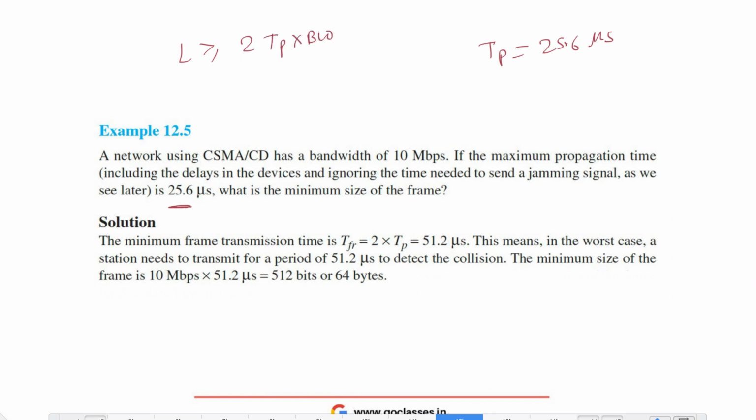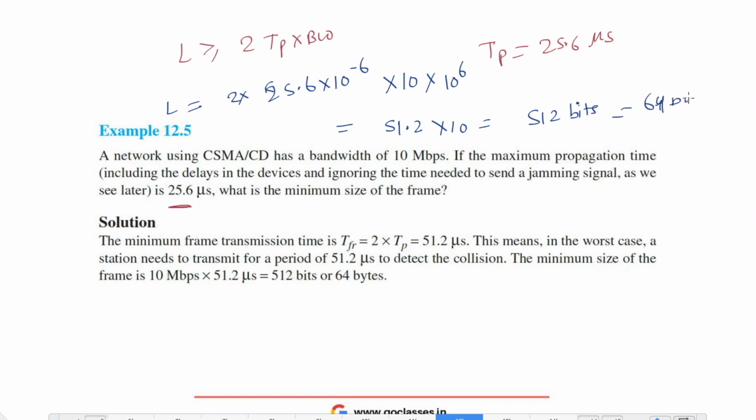Now TP, the propagation time, is given as 25.6 microseconds, which means 10 to the power minus 6 if I convert that into seconds, into bandwidth, which is 10 Mbps, meaning 10 to the power 6 bits per second. So it is 2 into 25.6 into 10 to the power minus 6 into 10 into 10 to the power 6. This is the minimum frame size. Now it will be 51.2, and then the powers cancel out, into 10, which means 512 bits, which is also 64 bytes. This is the minimum frame size in this case. I hope you got the idea.